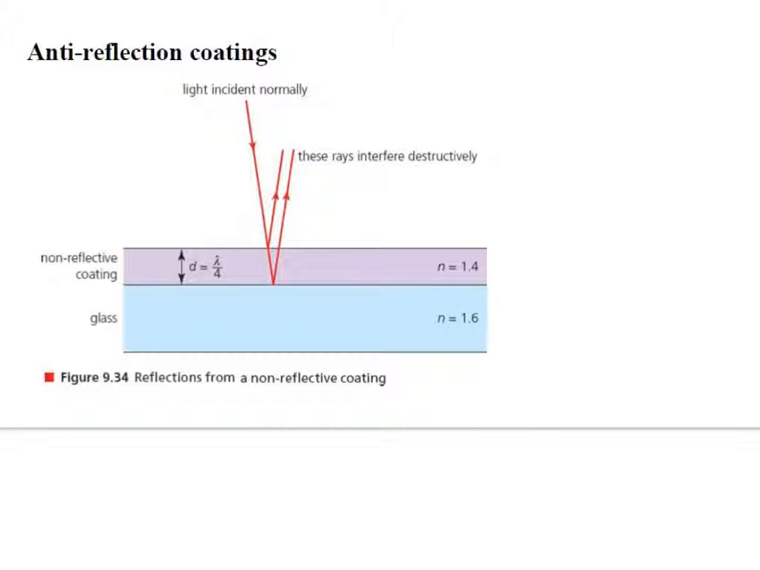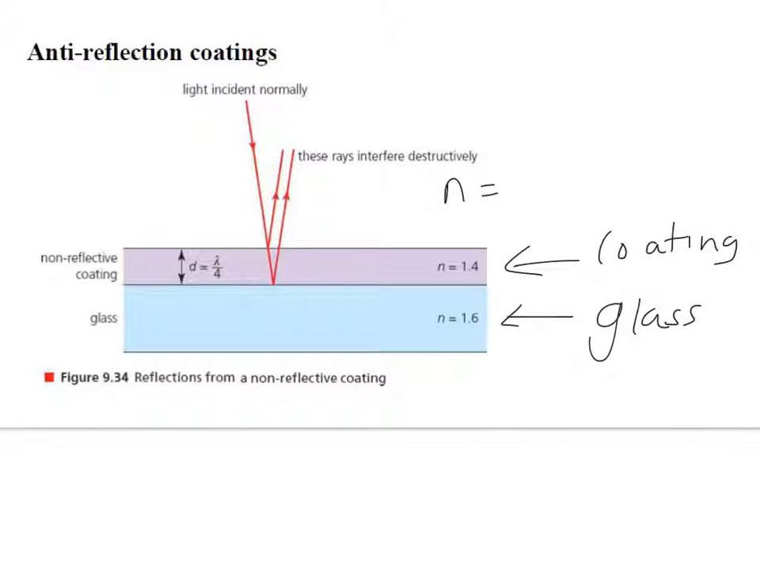So how is this going to work? Well, if we have a look at the reflection situation, we have two materials now. This is our glass. So you imagine your glasses, that's each lens. And this is the coating. And the refractive indexes are as follows. You've got the refractive index of air, which is 1, which is less than the refractive index of the coating, which is 1.4, and the refractive index of the glass, which is 1.6.